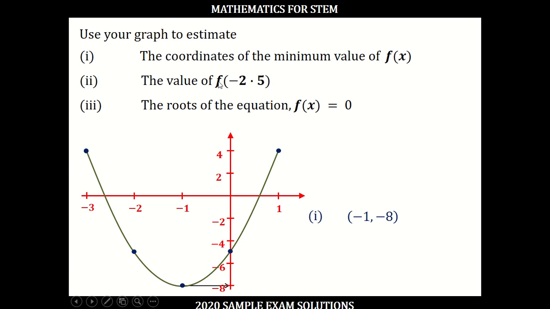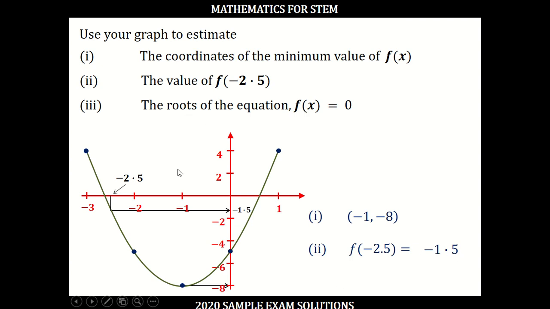Next of all, find the value of f of minus 2.5. So normally we have an x here. So x is minus 2.5. So if we go across the x where it's minus 2.5, if we draw a line down and across, that brings you over to this y value here. So that y value looks like it's about minus 1.5. So f of minus 2.5 is a minus 1.5.